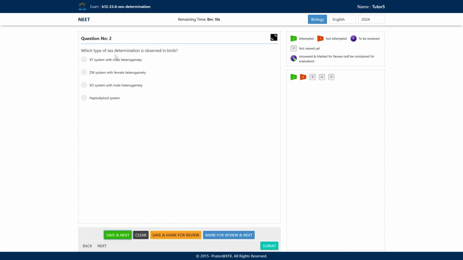Then next, which type of sex determination is observed in birds? So they are talking about birds. Okay. Options are XY system with male heterogamety. Then ZW system with female heterogamety, X0 system with male heterogamety, and haplodiploid system. What will be the correct answer here? Which kind of sex determination mechanism is observed in birds?